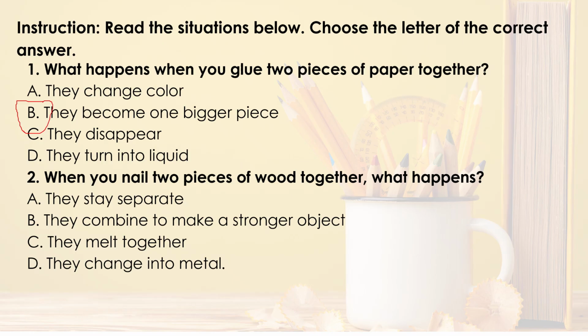Next, for number 2, when you nail 2 pieces of wood together, what happens? A. They stay separate. B. They combine to make a stronger object. C. They melt together. D. They change into metal. Answer is letter B. They combine to make a stronger object. Very good, kids.